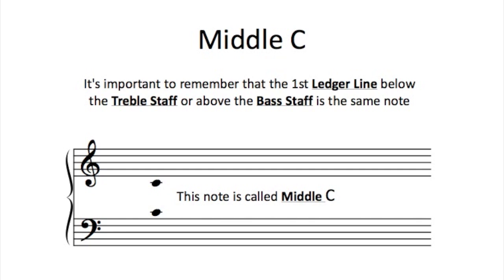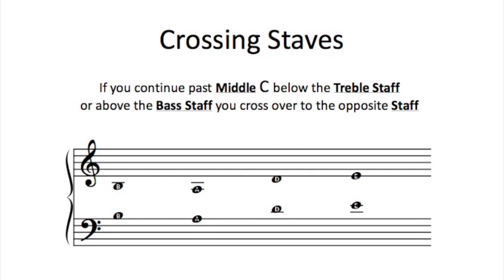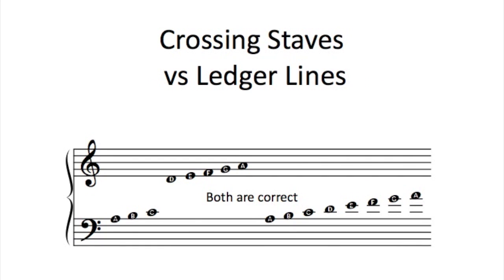Once you continue past middle C, you will end up on the opposite staff. Both of these B notes would be the same sound. Again, if you were playing a piano or a keyboard, it would be the same key on the keyboard. Because of this, there could be two correct ways to accurately write notes on the grand staff. If you write the letters in order starting on the bass staff, one way to continue would be to cross over onto the treble staff. The other way would be to continue on the bass staff, but to extend the bass staff by using ledger lines.